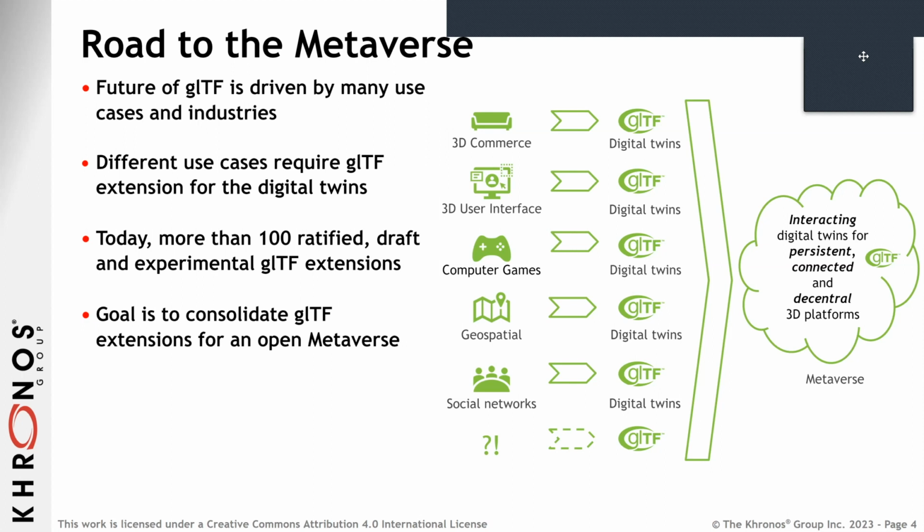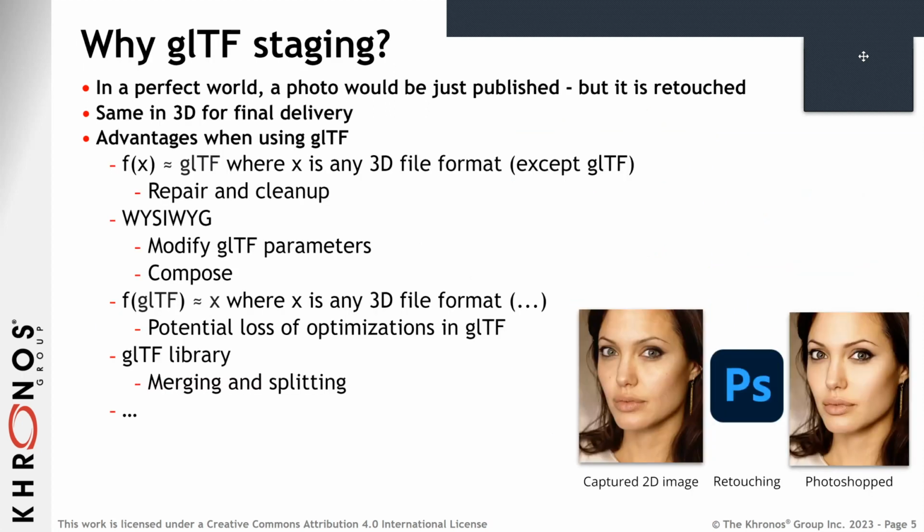Persistent should be always there, and connected. It's not just one platform where you go and you put all your content on. No, you will move content from one platform to another platform just by traveling. And I assume it will be decentralized like the internet is today. And to achieve all of this, we're betting on glTF, and I think it's, as Max already said, the JPEG for 3D.